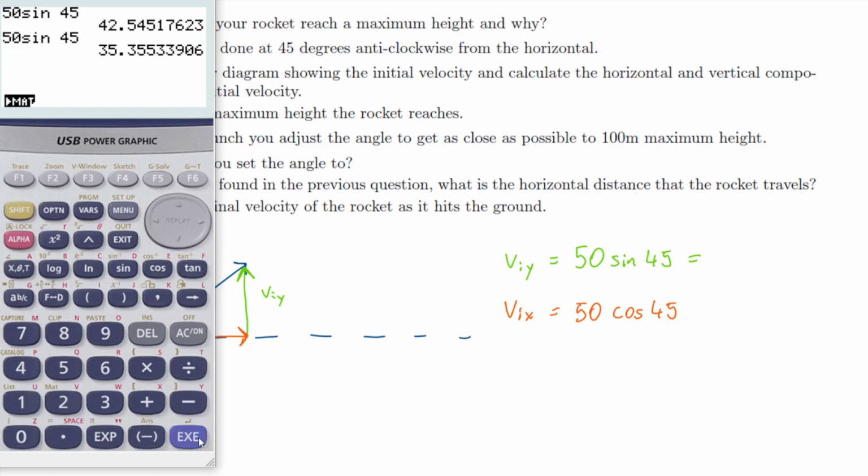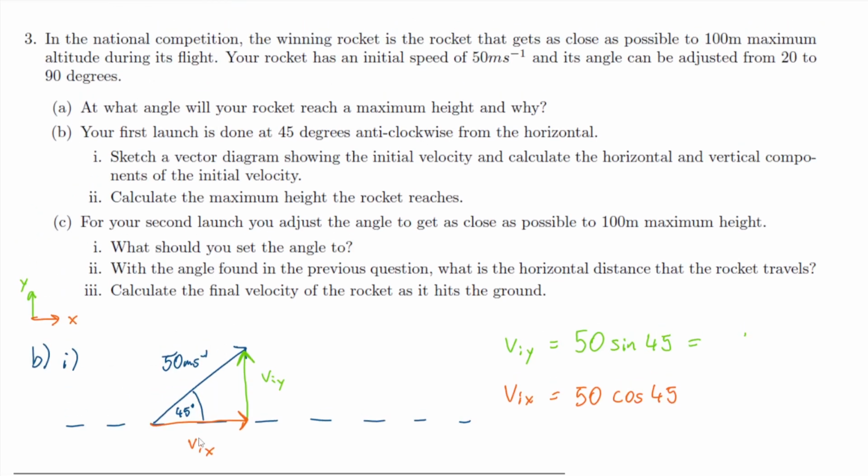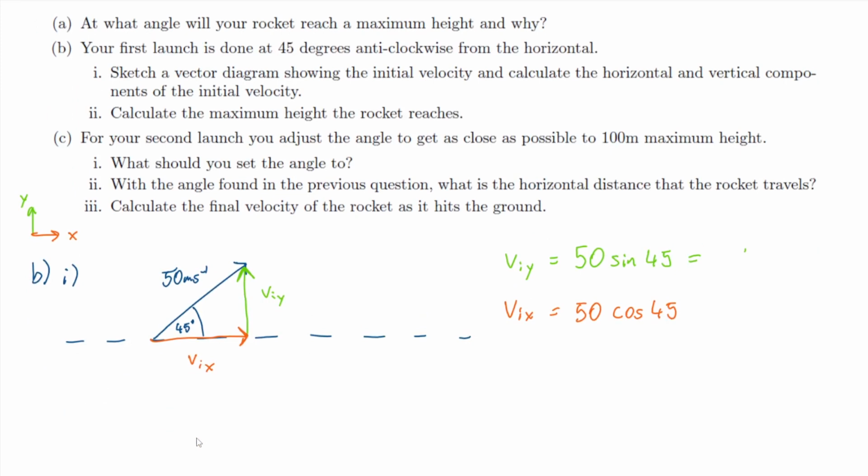So 35 point, how many sig figs do we need? To 1 sig fig, 40. 35.35, or to 1 sig fig, 40. And in fact, the cos of 45 is the same as sine of 45, so we'd get the same answer. But you should check on your calculator.